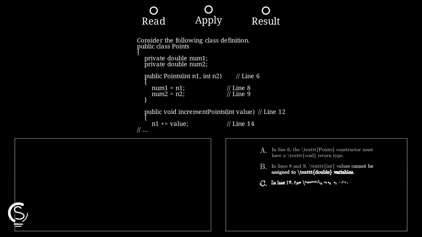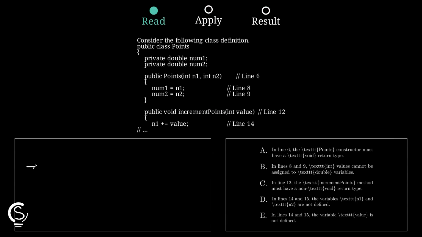In the Points class, the constructor correctly takes n1 and n2 as parameters to initialize the instance variables. This part of the code is actually perfectly fine for Java standards. However, look at the increment method.